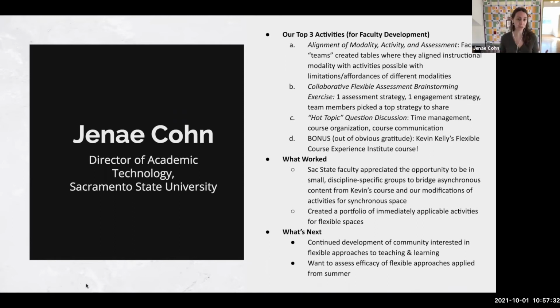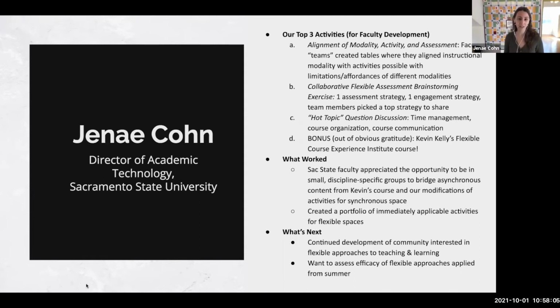We also did some real-time brainstorming where our participants came up with one assessment strategy and one engagement strategy, and our teams shared out the top strategies within their groups. These groups, I should say, were clustered based on discipline-specific groupings. Some feedback we got was that faculty really appreciated the opportunity to work with like-minded colleagues from their disciplines, brainstorming applicable strategies they could apply right away.